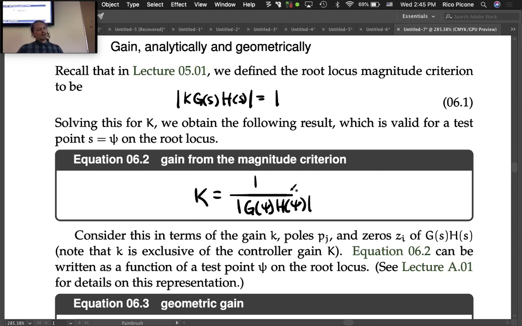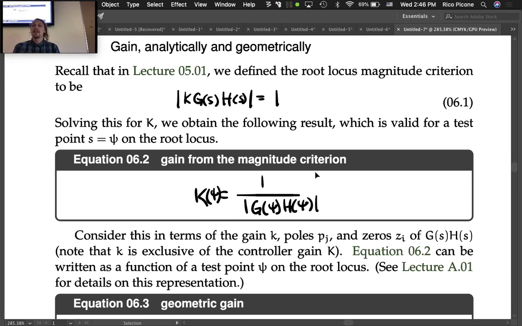And I maybe should put K as a function of psi, since we didn't put it up here. It's just to keep track of why we're writing this expression down. K is a function of psi. Psi is some closed loop pole location. Now, this is only valid if that psi value that you put in is actually on the root locus. If psi is not on the root locus, then there's no gain that's going to get you there.